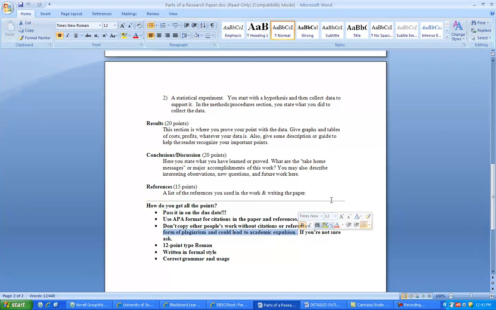People have gone in front of the academic board. I'm on the academic board just for this. They cite something, but they don't name the citation. It comes across as their own work, and that is an ethical violation, a violation of the university. 12-point type format, write formally, correct your grammar. You know what I do? The first thing I do when I get your paper, I press spell check, and it'll be amazing how many times I see some spell checking mistakes.